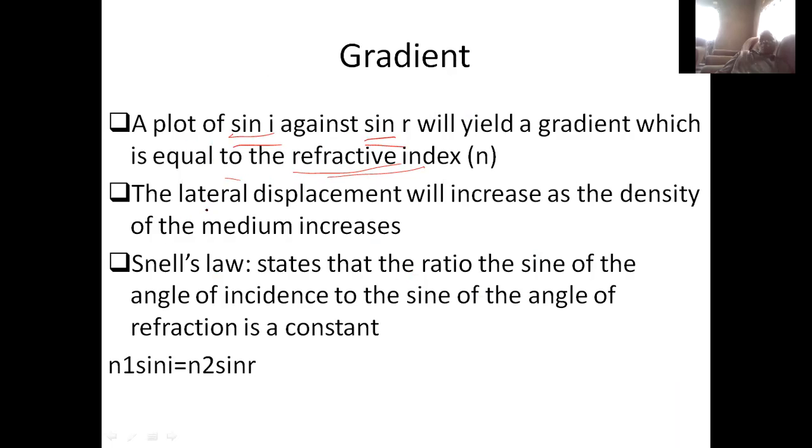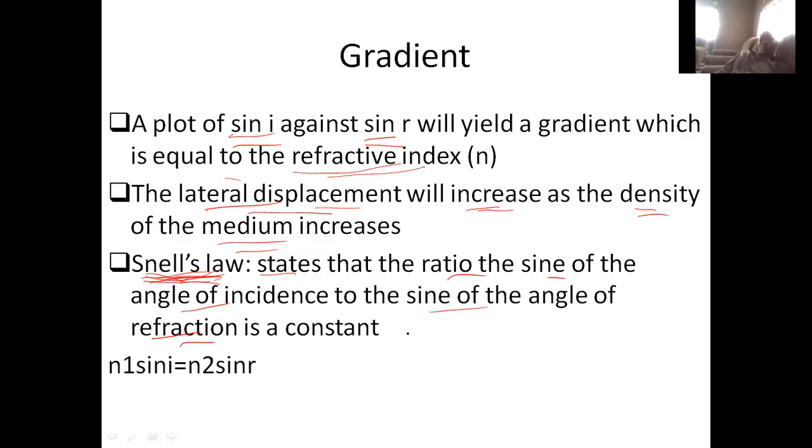And also the lateral displacement, as I indicated, increases as the density of that medium increases, because the refraction will be towards the normal. And so we can now state Snell's law, named after the man who developed this concept. He stated that the ratio of the sine of the angle of incidence to the sine of the angle of refraction is constant, as we have demonstrated there. It is going to be constant.